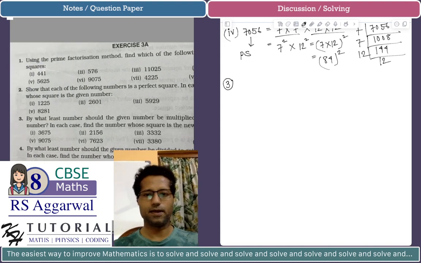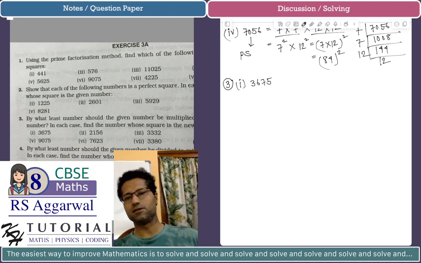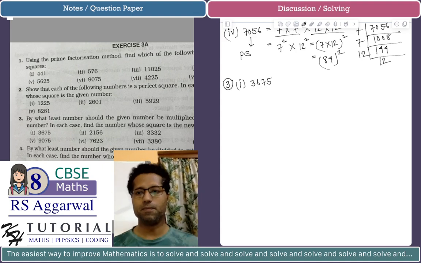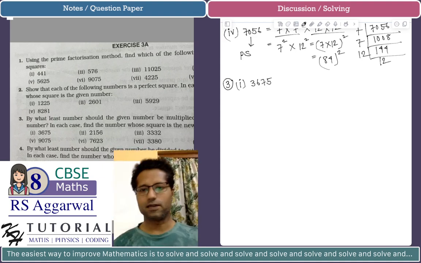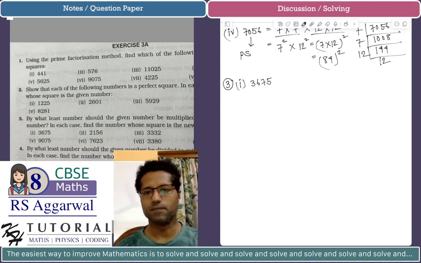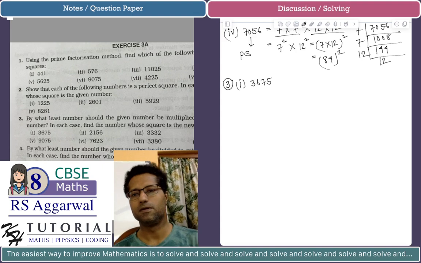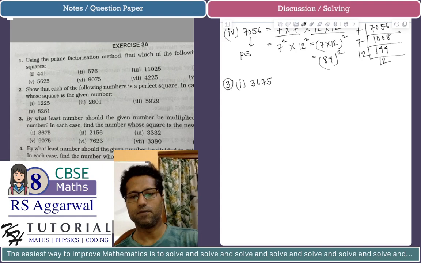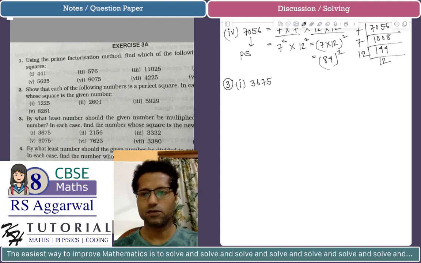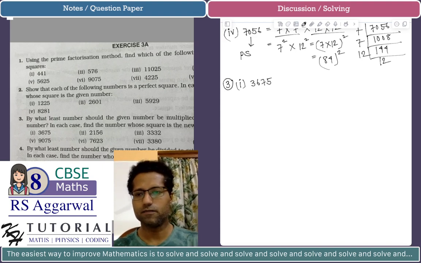So it is saying that 3675 is the number. By what least number has this number, 3675, to be multiplied so that the result becomes a perfect square? So definitely it means that 3675 is not a perfect square. Now how do we find the least number that needs to be multiplied with this number to give a perfect square? We first have to find the prime factorization of 3675.